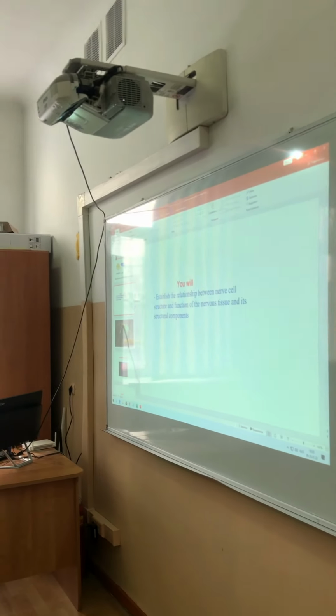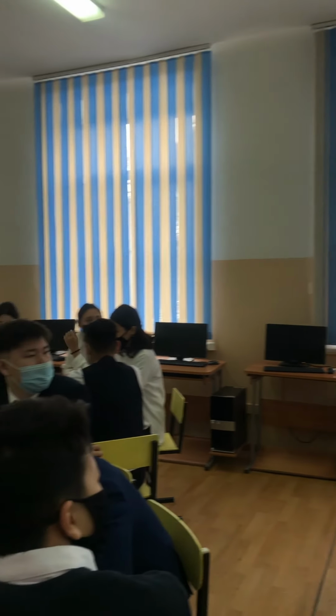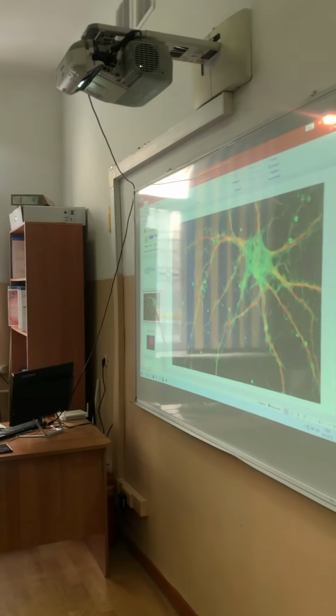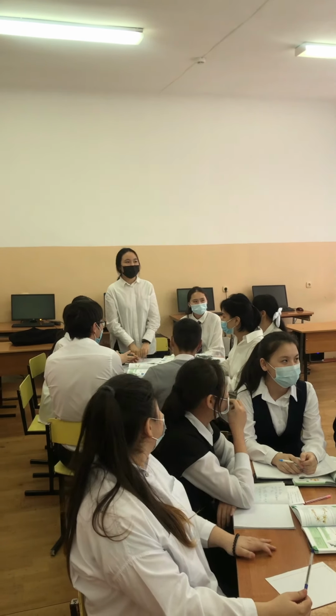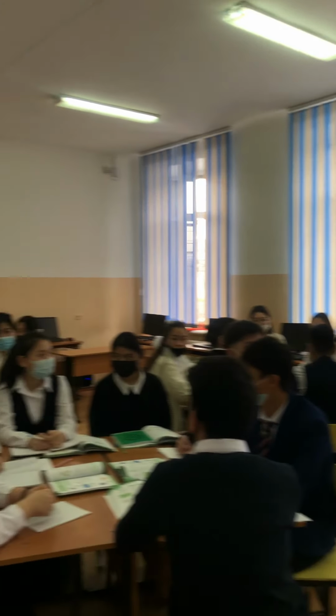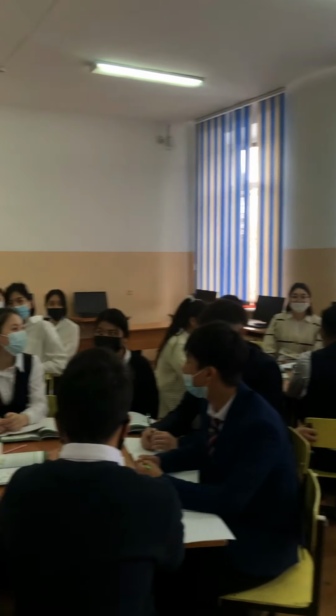Neurons. We will establish a relationship between nerve cells, structure and function of the nervous tissue and its structural components. What is it? I think it's a neuron. It is a neuron. Neuron types. Well, I think it's a sensory neuron. Also, we have motor neurons. Okay. Next.